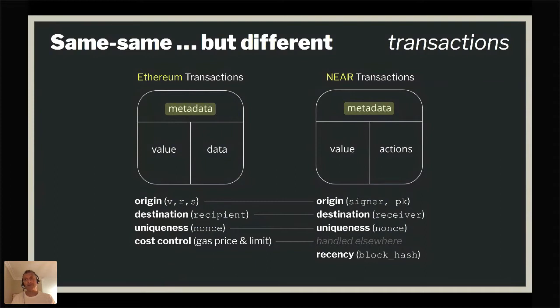Now, why are accounts strings and not binary? I assume binary would be much more efficient.